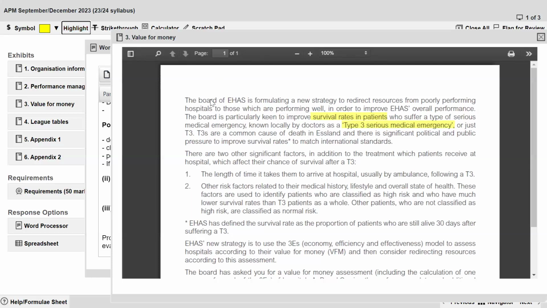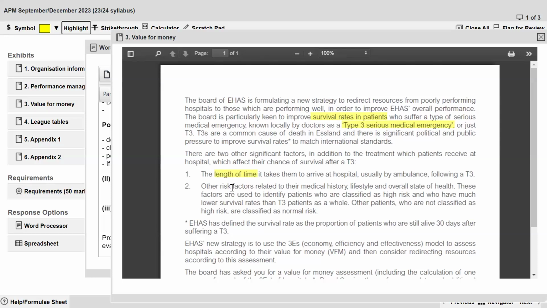T3s are a common cause of death in Iceland, and there is significant political and public pressure to improve survival rates to match international standards. There are two other significant factors in addition to the treatment which patients receive at hospital, which affect their chances of survival after a T3. Now, what are they? The length of time it takes to arrive at hospital, usually by an ambulance. Again, the air ambulance is going to be critical.